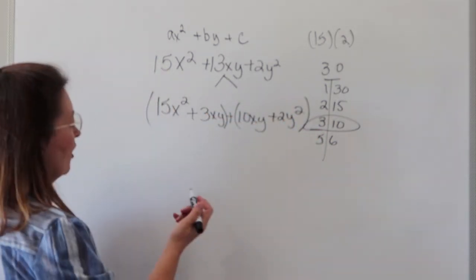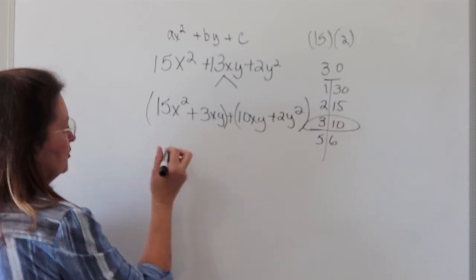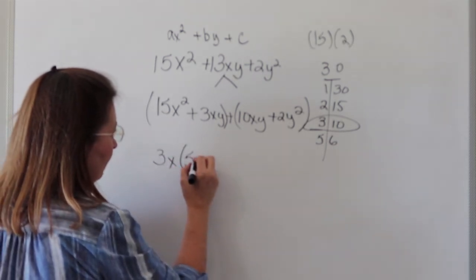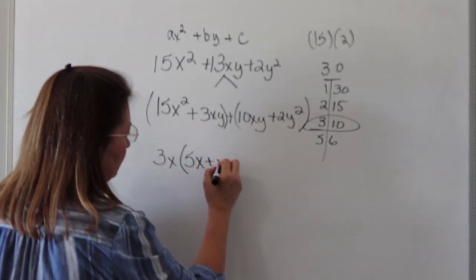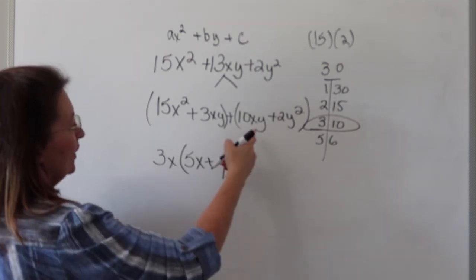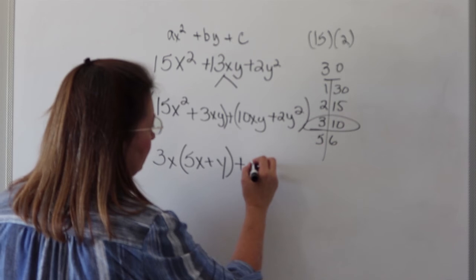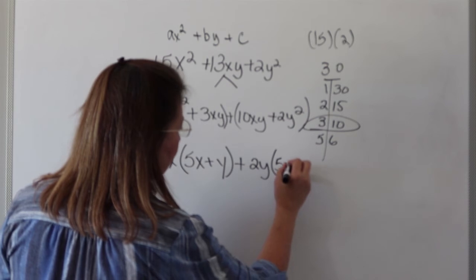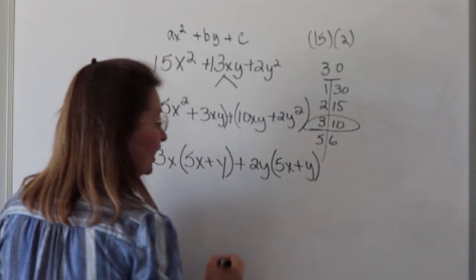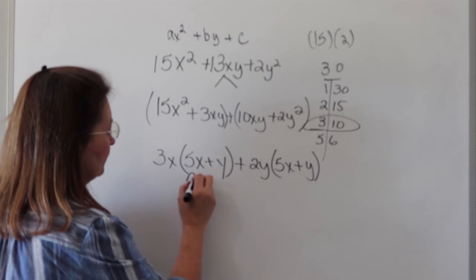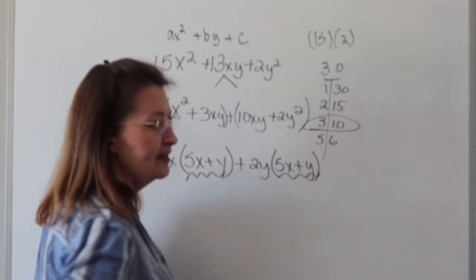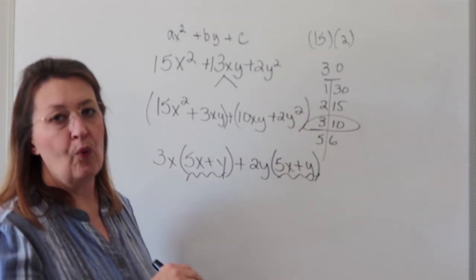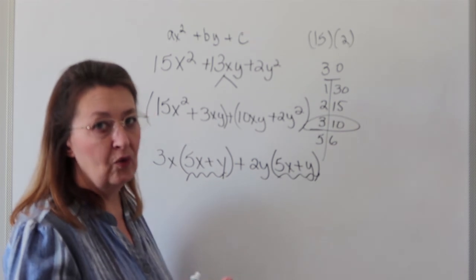Now let's take out a greatest common factor. The greatest common factor between these two numbers is 3x. When I divide that out, I'm going to have 5x plus y. Okay? Now here, the greatest common factor is 2y. When I divide that out, I'm going to have 5x plus y. Look at what happened again. Just like the other time, these two sets of parentheses match. They have to match. If they don't match at this point, go back and find out why they don't, because factoring by grouping won't work.